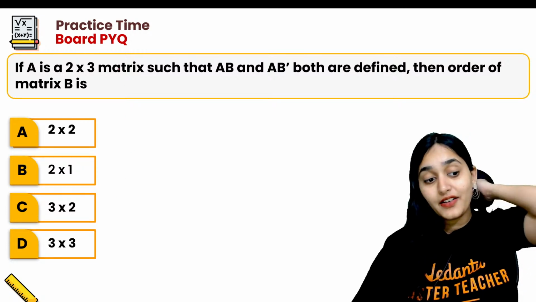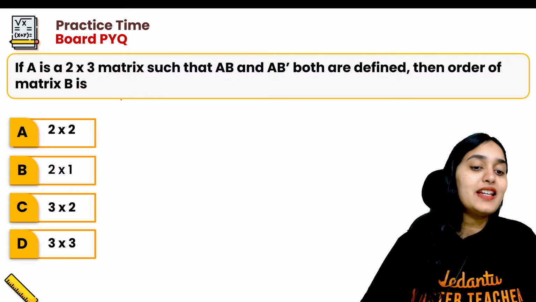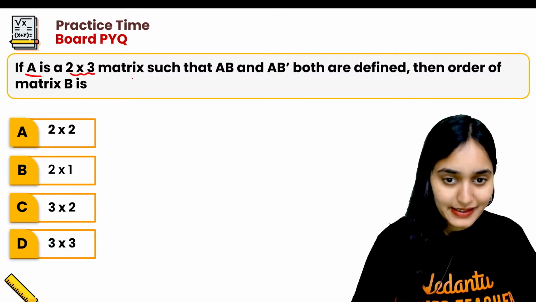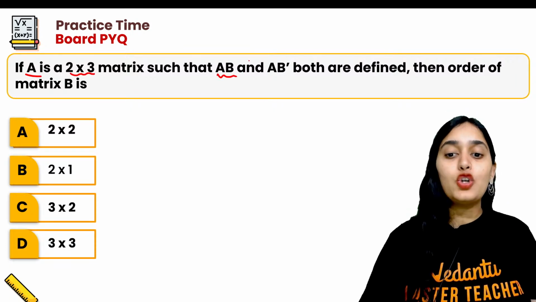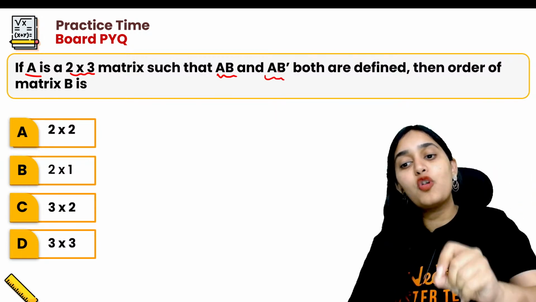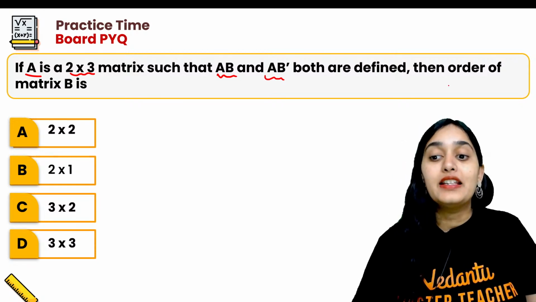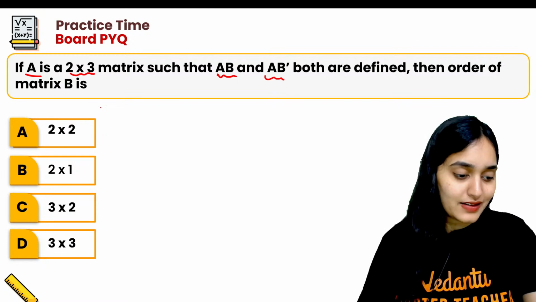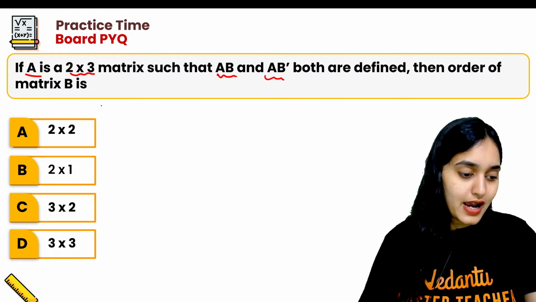Next, very, very interesting question. Can you answer this? If A is a 2 cross 3 matrix such that A into B is defined and A into B transpose is also defined, then what is the order of the B matrix? Can anyone answer this question? Try.